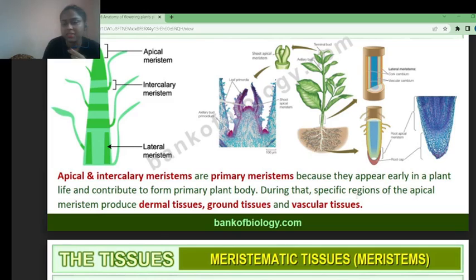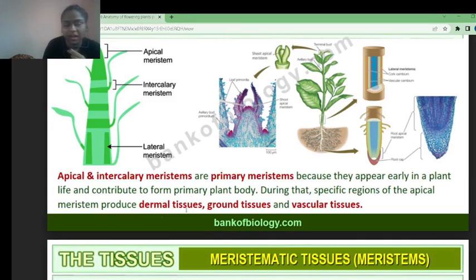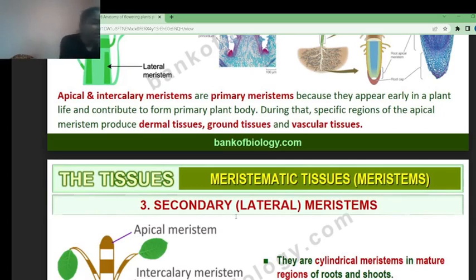During that, specific regions of the apical meristem produce dermal tissues, ground tissues and vascular tissues. These are the tissues which are present inside the plant, and they are produced from the apical meristem. Dermal tissue means the outer layer of the plant, you can say the skin of the plant, the ground tissue and the vascular tissue. These are the three tissues which are formed by the apical meristem.